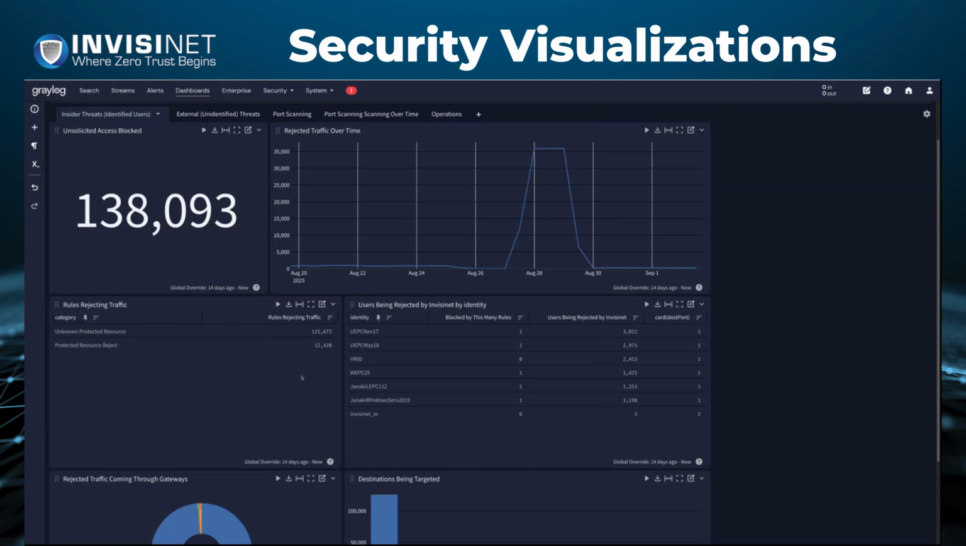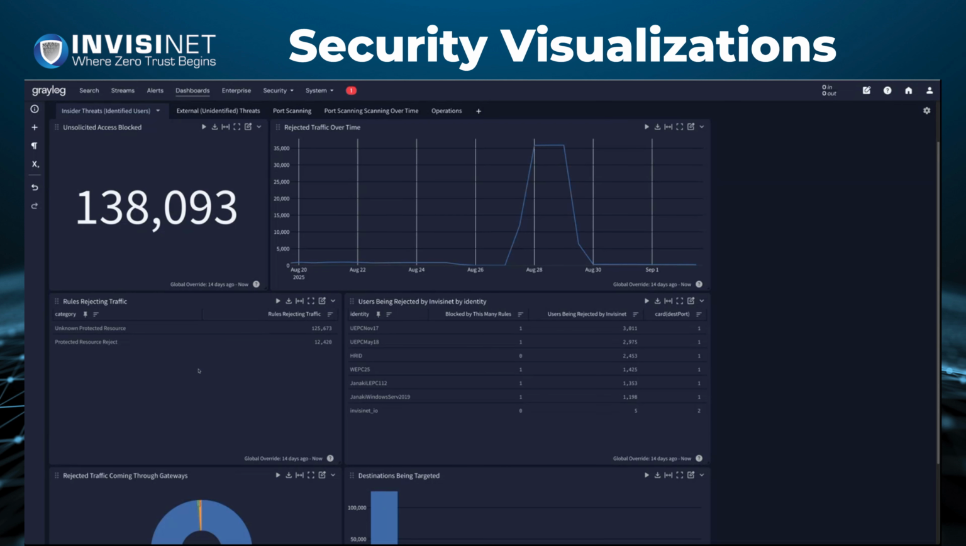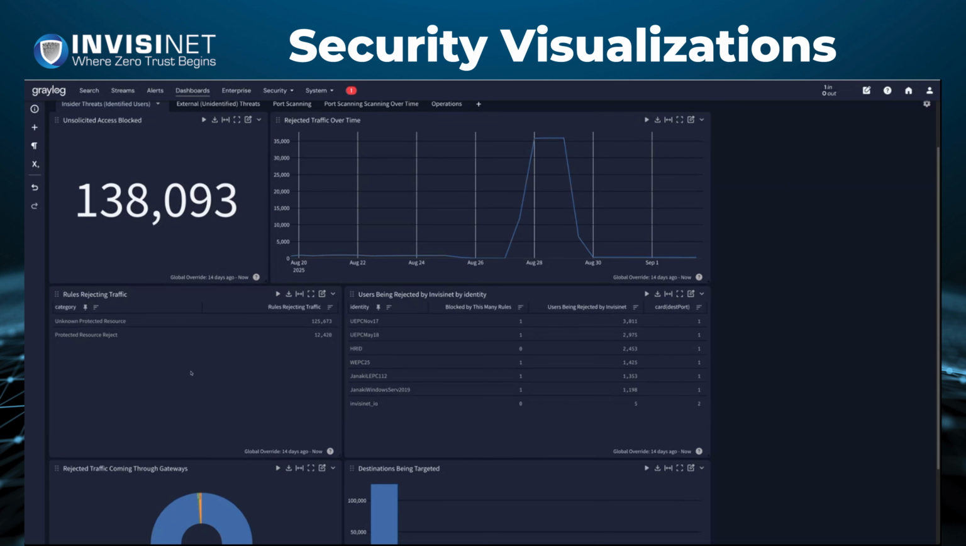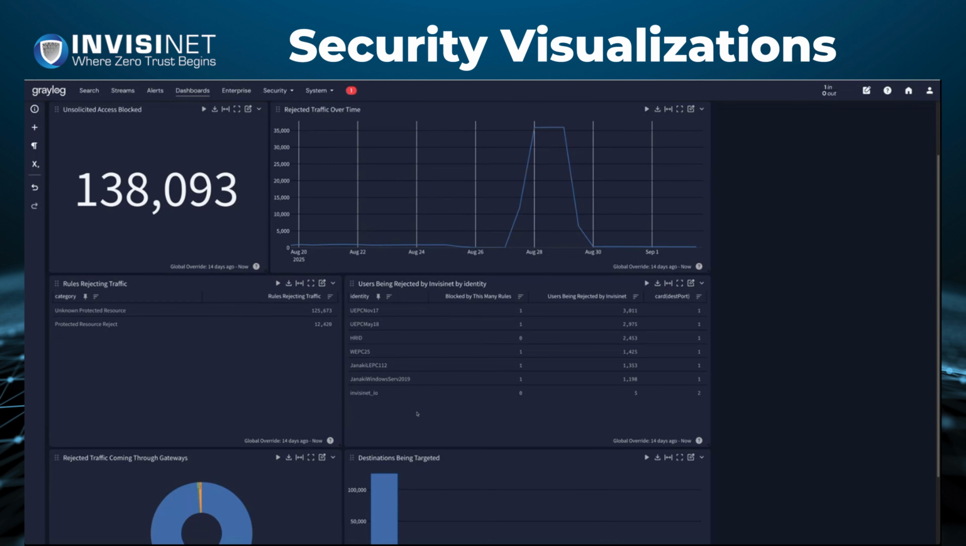You can further break down the traffic into seeing which rules were responsible for rejecting the traffic that has been rejected by the system. And this information can allow you to augment and optimize your policy rules. On the right, you can see which individual users have been rejected by Invisinet. You can see the actual identity of each user, which rules blocked them, and how many times they have been rejected by the system over time. This allows you to identify potential takeovers of accounts and understand whether this traffic is solicited or not.